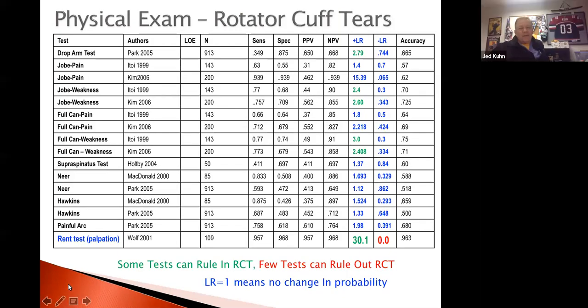But the rent test, which I'll show you in a little bit here, had the highest positive likelihood ratio. If the tests are negative, it's still not helpful for ruling out rotator cuff tears because, again, the likelihood ratios are relatively close to 1. So most of the physical exam tests that we do are not very helpful in predicting a rotator cuff tear. Okay, go ahead. Next slide.